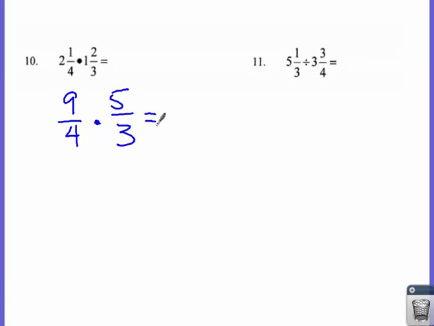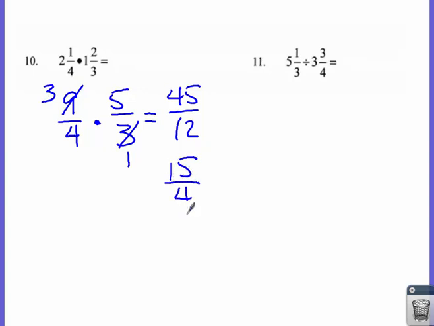Now at this point, you've got two options. One option is you can go ahead and straight multiply. 9 times 5 is 45. 4 times 3 is 12. Right? Or you can try to simplify the problem first. Okay, well, I noticed the 9 and the 3, they have a 3 in common. So I can divide this 3 by 3 and it becomes a 1. I divide the 9 by 3 and it becomes a 3. So now when I multiply across, I get 3 times 5, which is 15, 4 times 1, which is 4.